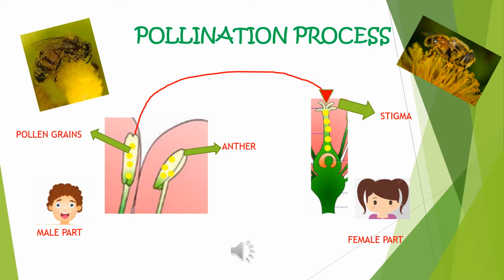Pollination is the process of moving pollen grains from the anther, that is the male part of the flower, to the stigma, that is the female part of the flower. But as flowers cannot move by themselves, they need animals to move the pollen. So, as you can see here, a bee lands on a flower and some pollen grains stick on its body. Then the bee flies to another flower and leaves the pollen on the stigma.